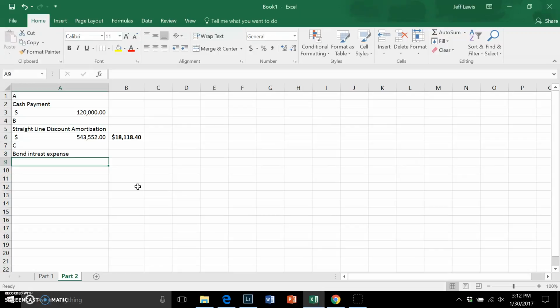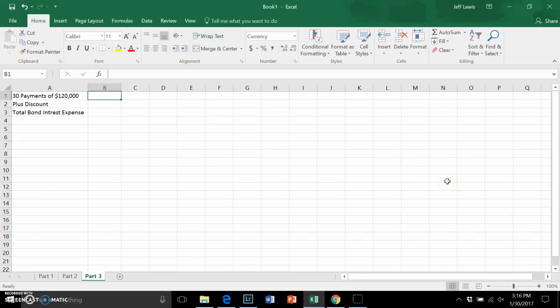And then part C is the bond interest expense, and to do that it's very simple. You just take the cash payment which we calculated, and then you're going to add that to the straight line discount amortization that you found, and that should equal 138,118, and that is the bond interest expense that you have to pay every semi-annual period. And then we're going to do journal entries for that in a little bit.